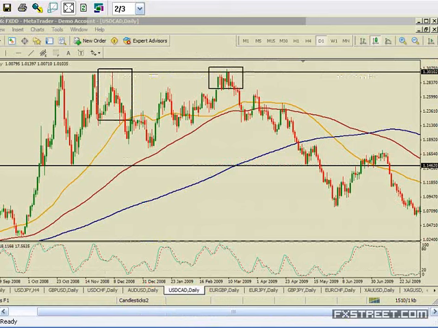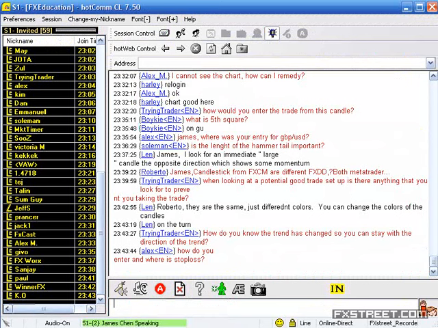That may affect the candlesticks. On an hourly chart or a 30-minute chart or what have you, they should be pretty much the same. Okay. When looking at a potential good trade setup, is there anything that you look for to prevent you from taking the trade?